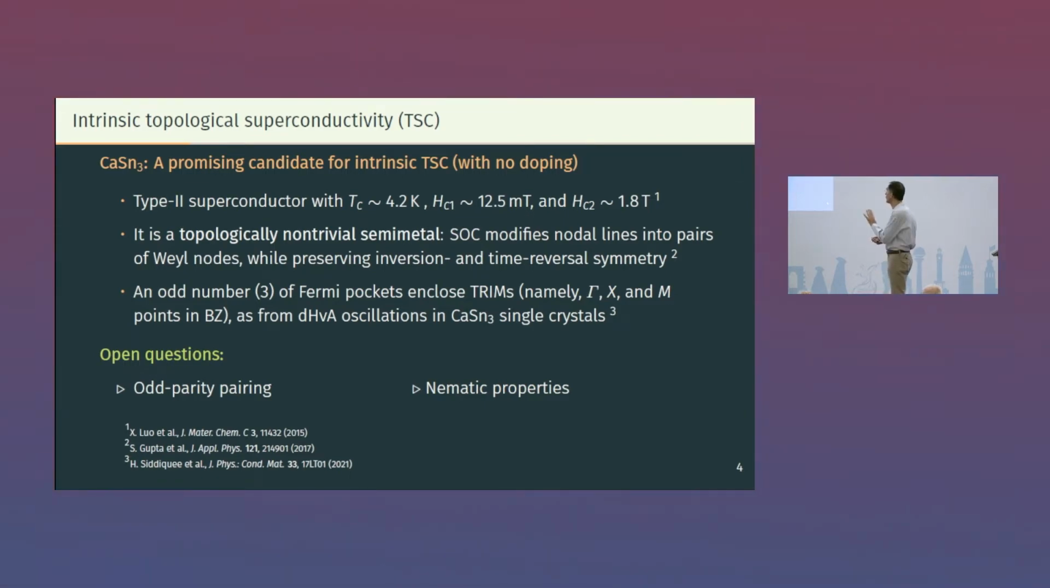What is important for now is this thing here. It fulfills the second condition, because from the de Haas-van Alphen oscillation, we see that this material encloses an odd number of TRIMs, okay? But the question is, does it fulfill also the first condition, does it show odd parity pairing? And if so, is this also nematic or not? If it is nematic, how does it behave under applied magnetic field? So we are going now to address all these questions, okay?